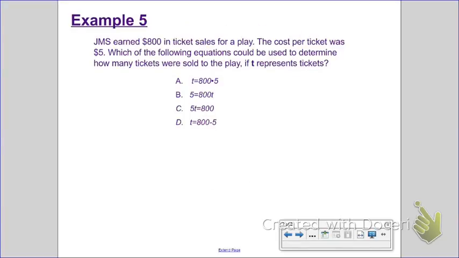Here's another word problem. I want you to pause the video, try this one on your own. When you are finished, resume the video, and then see if you got the answer right.